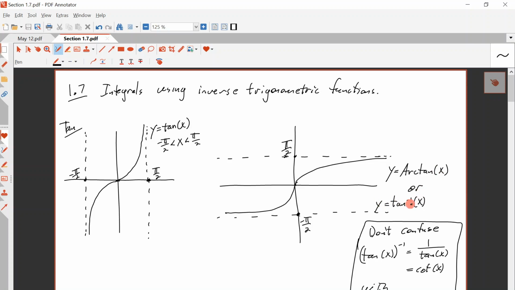Now, the book uses the notation tan inverse x rather than arctangent x. They mean the same thing. I like this notation better because tan inverse x often can be confused as follows. Don't mistake tan inverse x, the whole thing, to the negative 1 power. And what happens when you take something to the negative 1 power? It means the reciprocal of it, right? But that's cotangent of x. But that's different than tangent inverse of x, which is arctangent x. So I don't like this notation because it gets confused with that. So I just use this one.